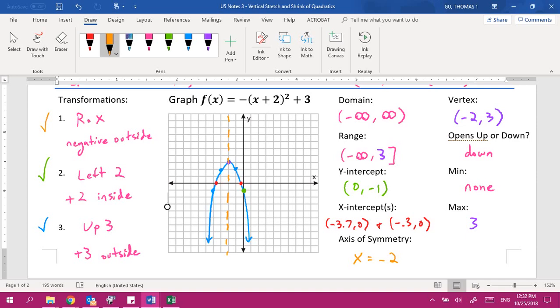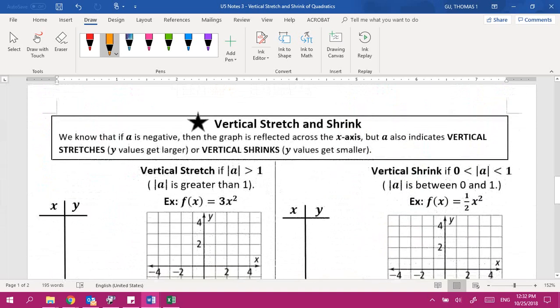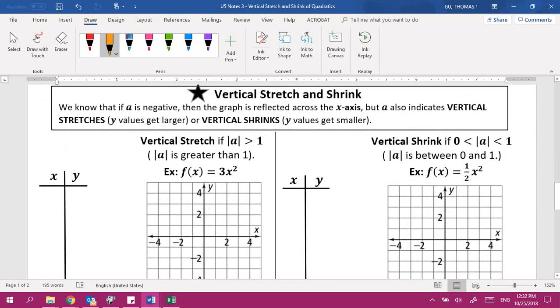That's the basics. This is kind of refreshing, but now here's our new transformation of the day. Vertical stretching and vertical shrinking. So we already know that if A is negative, we reflect over the x-axis, right? But A also tells us about vertical stretches and vertical shrinking. So pay attention here because this is a whole new technique. I'm going to show you a different way to actually graph these as well.